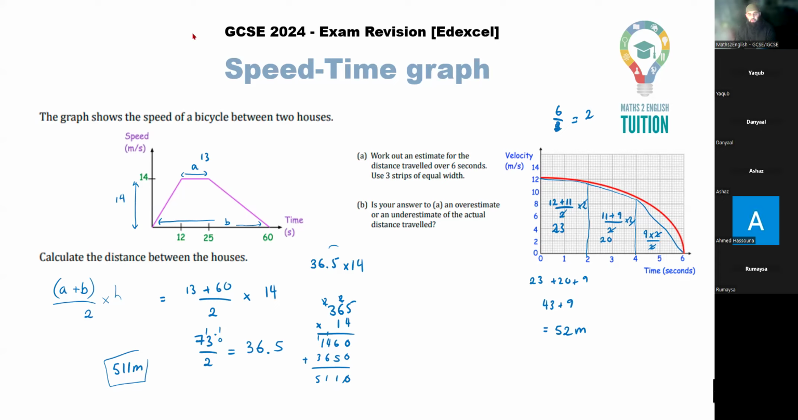Where am I getting 11 from? 11 is the distance over here. Can you see that? That's the 11, okay? The distance over here is approximately 9. That's where I get 9 from, okay? So I'm looking at it from a different perspective, okay? So I get 52 over here. Okay, that's the distance under the graph.